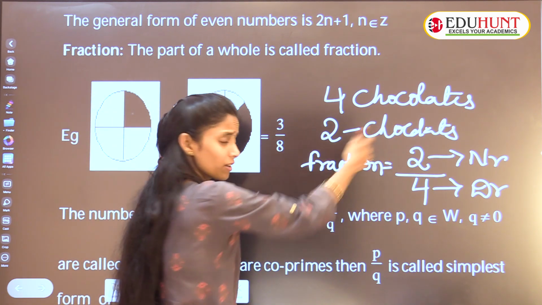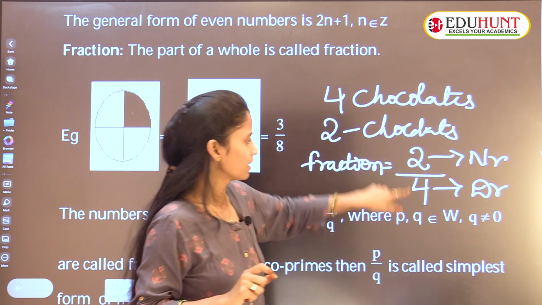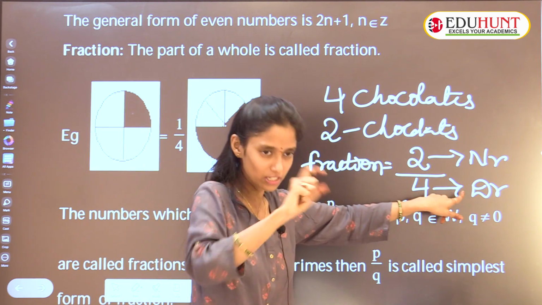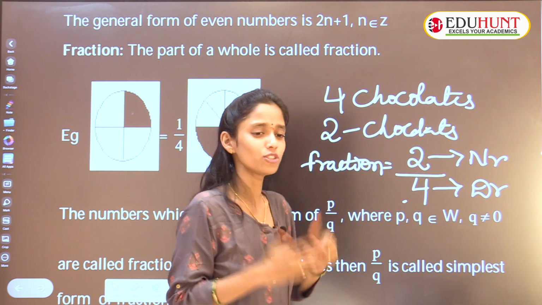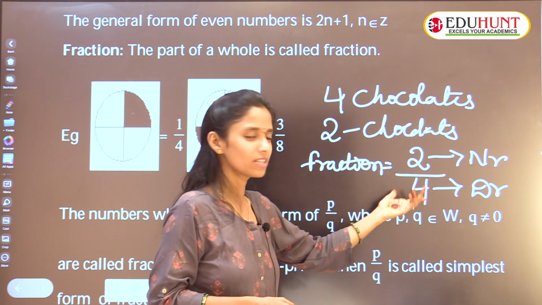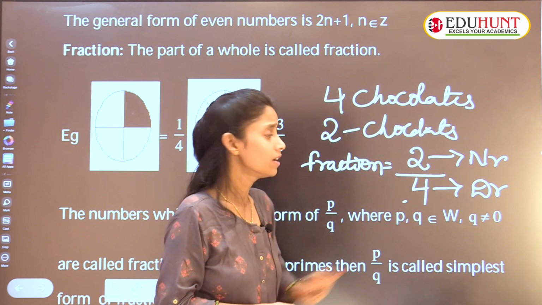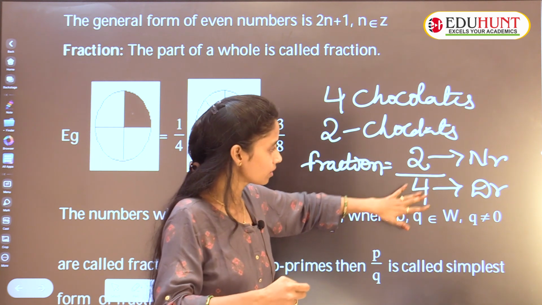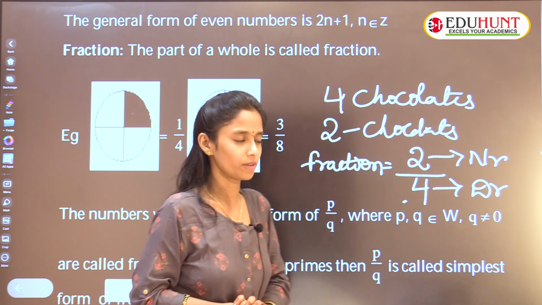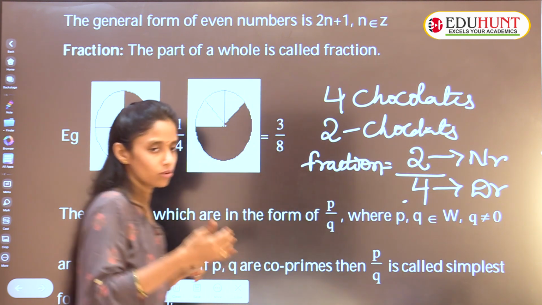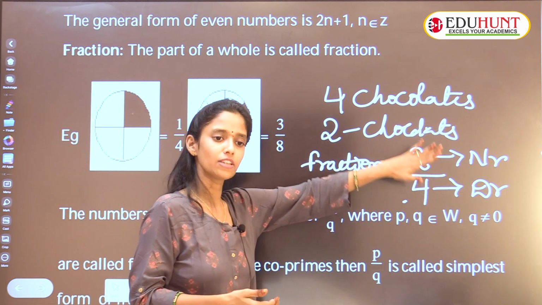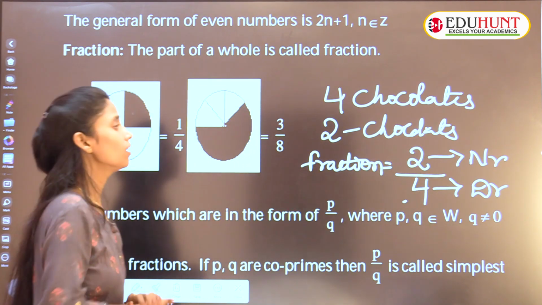The lower one is the denominator. Remember the first letter: downer means denominator. And the upper one is the numerator. So no need to get confused. Always again I am telling you, the lower one is the denominator, the upper one is the numerator. So that is called a fraction.